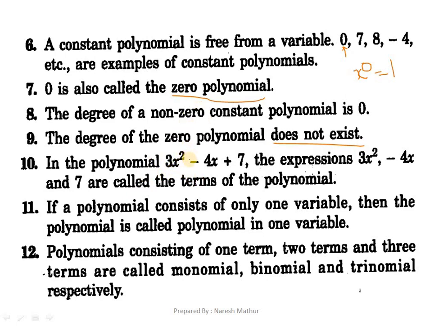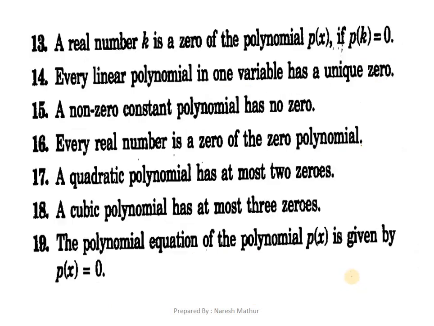Now in the polynomial 3x square minus 4x plus 7, the expressions 3x square, minus 4x and plus 7 are called the terms of the polynomial. If a polynomial consists of only one variable, then it is called a polynomial in one variable. For example, 3x square minus 4x plus 7 is an example of a polynomial in one variable. If a polynomial consists of one term, two terms and three terms, it is called a monomial, binomial and trinomial respectively.